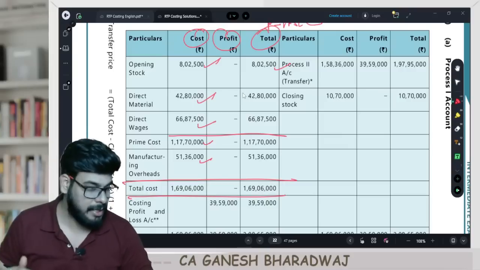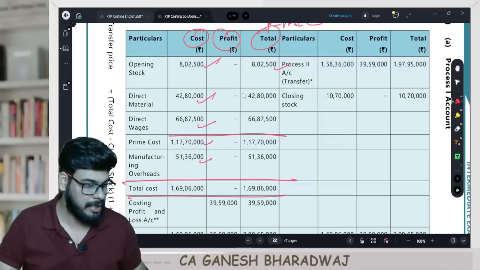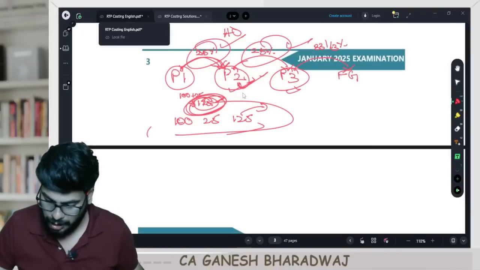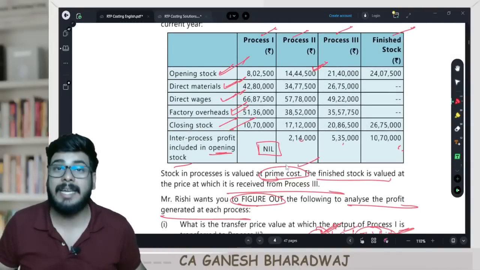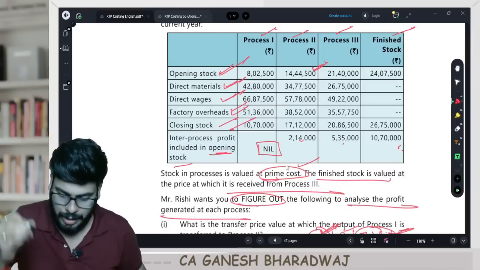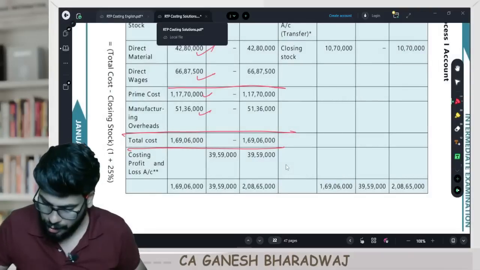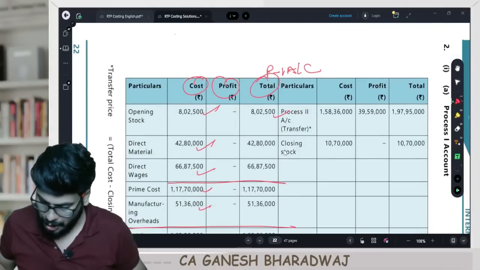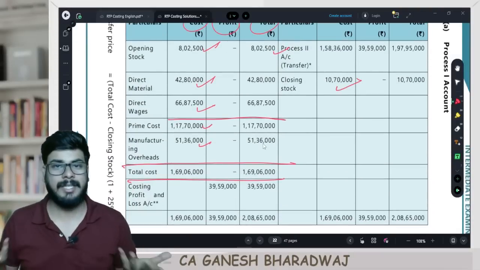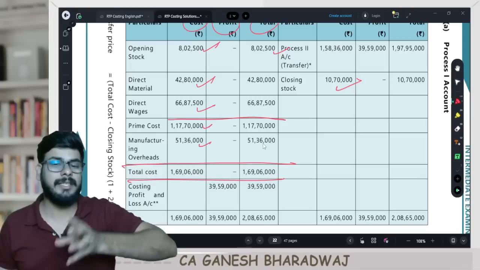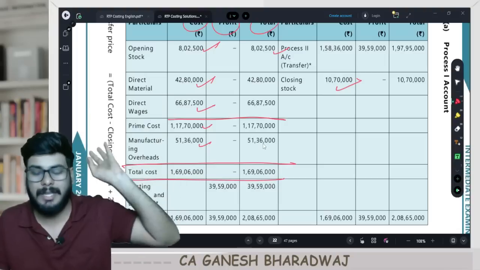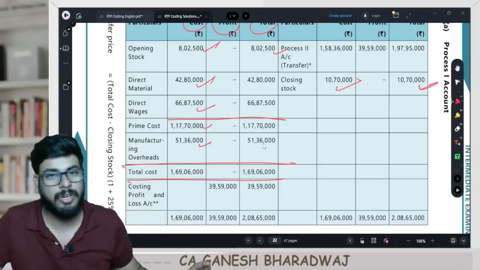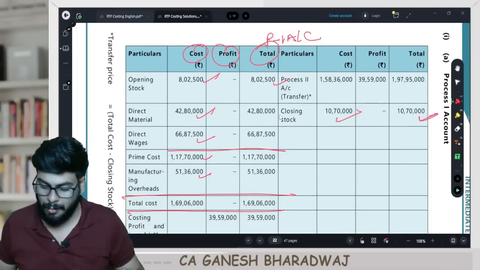Now, in the question, they have also given that the closing stock is how much? This data is also given. The closing stock is going to be 10,70,000. Are you clear with this? Not a problem at all. So here, once again, this being the first process, this closing stock is only going to be fully at cost. It would not have received anything from any previous process. So this is going to be 10,70,000 in the total column also.